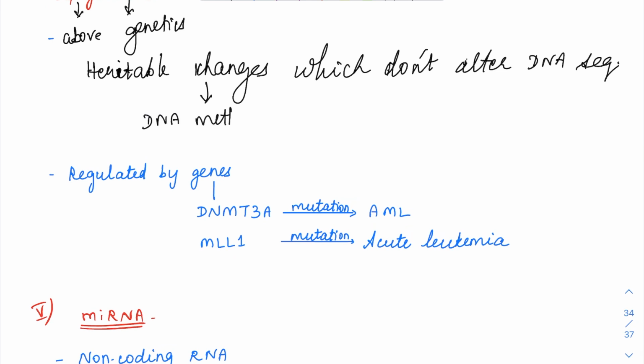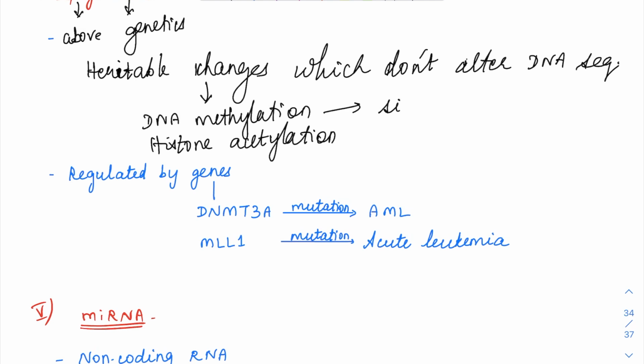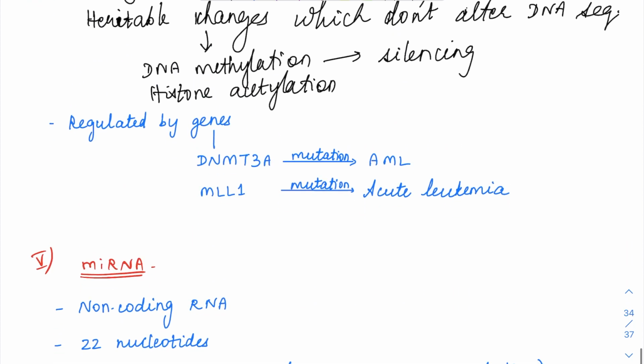These changes are going to be DNA methylation, then histone acetylation. So post translationally, it is going to alter the expression. DNA methylation, I already told, is going to cause silencing, so suppression of the gene expression. Post transcriptionally, after the protein is formed and translated, these can still alter the gene expression. They're not altering the DNA sequence, they are just altering the expression by these changes.